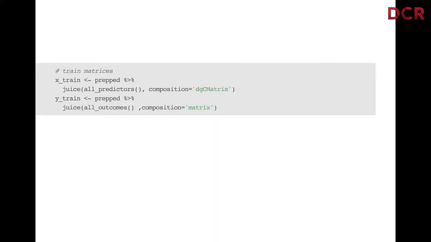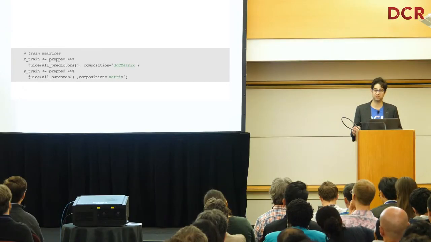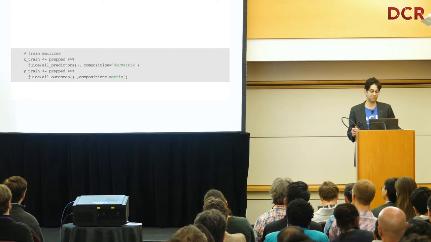We get our X input matrix, our Y output matrix. And for the input matrix, we are going to use a DGC matrix. That's a sparse matrix. The benefits are it takes up less space in memory, but it also computes faster. Sparse matrices have faster computation.